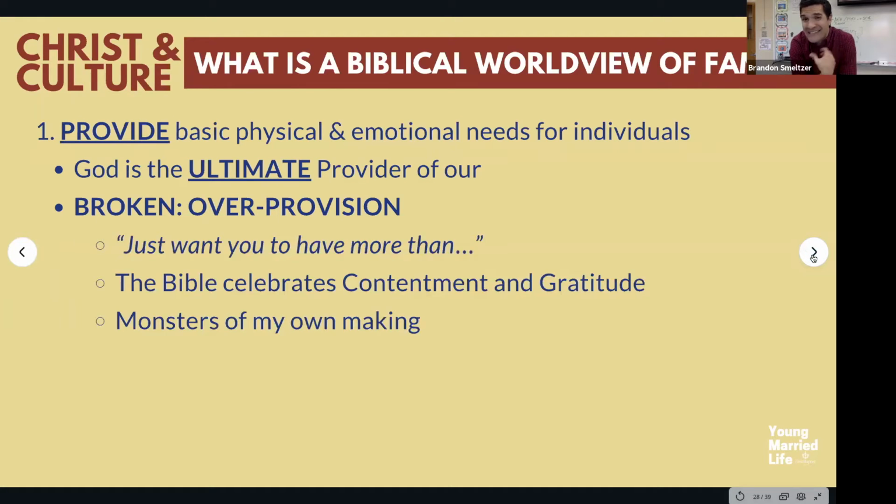I just want my kids to have more than I had. You ever heard that? Have you ever said that? Can you turn to the Bible passage where it says that we're supposed to give our kids more material things than we had growing up? It's not found in the Bible. In fact, that was found in the Great Depression generation.